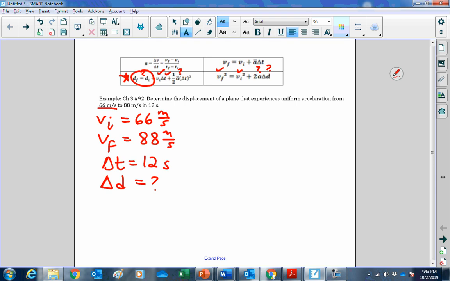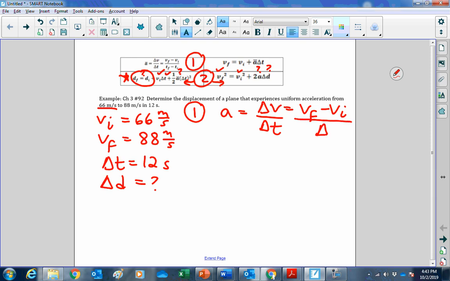So what I'm going to have to do is do this equation first and find A, and then I could use one of these, either one, to solve for delta D. So let's do step 1, solve for A. And that's change in velocity over change in time. So I'm always doing final minus initial.